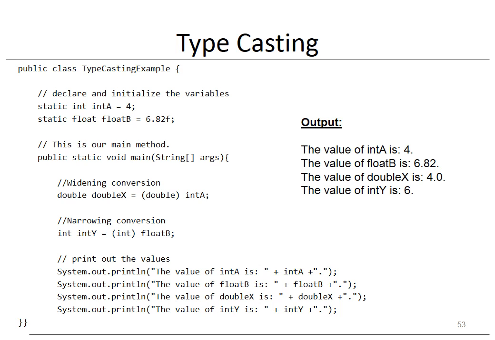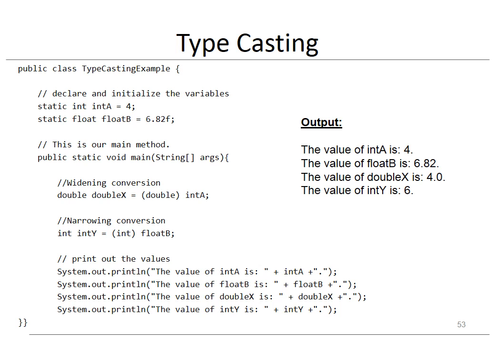Here you can see some examples of type casting. We define a variable int a, which is an integer initialized to 4. The float b variable is a floating point number initialized to 6.82. We then define a variable double x, which is defined as int a cast into a double. Do you think this is a widening or narrowing conversion? Indeed, it's a widening conversion, since double has a higher precision than int.